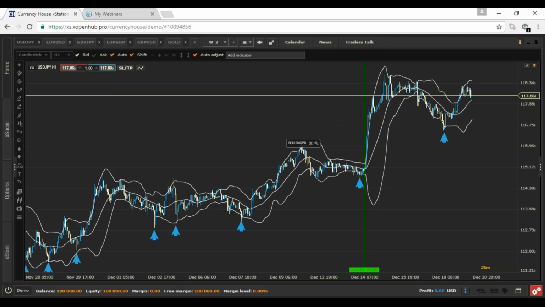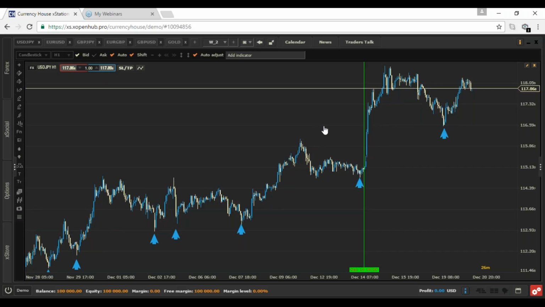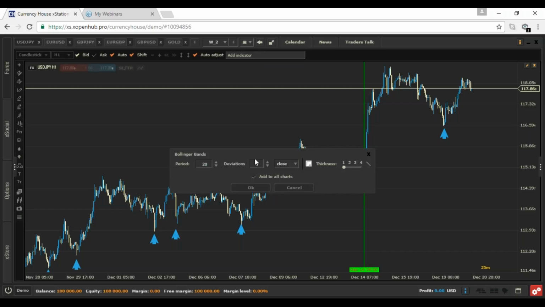This indicator is Bollinger Bands. Let me just take it off and I will try to explain this Bollinger Band to you. How to add it? You search for Bollinger, you can see Bollinger Bands, and I recommend you use the default settings with this indicator.